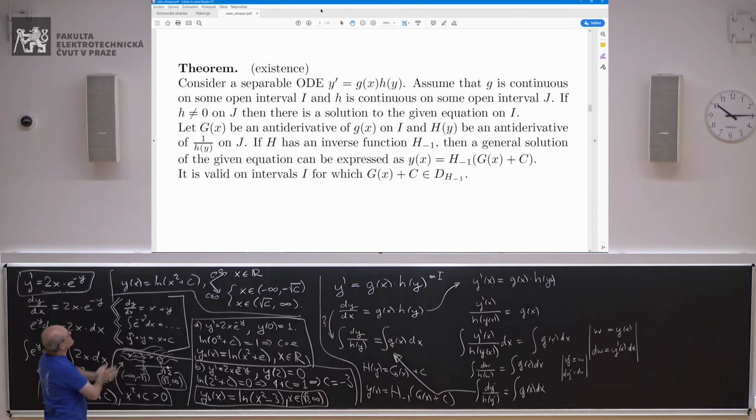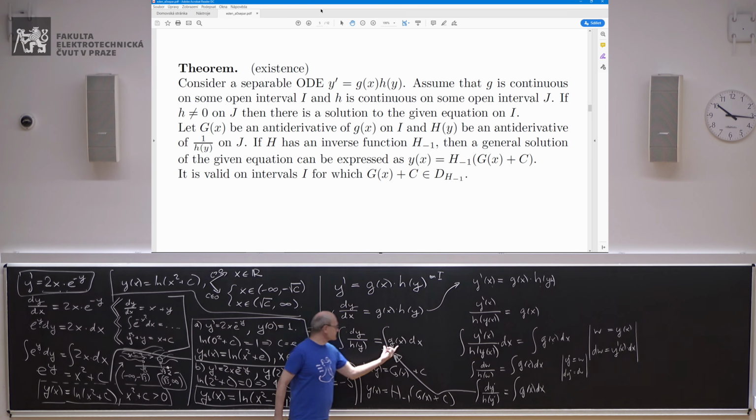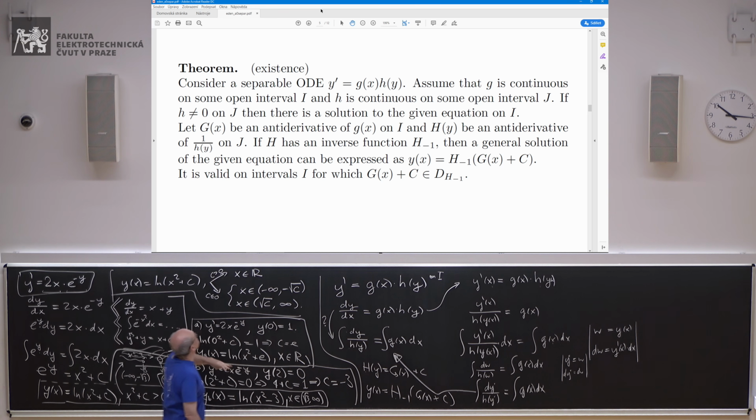Assume that we have a separable ODE of exactly the right form. Assume that G is continuous on some open interval I. Why is it useful? Well, because if G is continuous, then it makes sense to find antiderivative. It's another question whether we can do it in actual problem. But theoretically, yes, there is an antiderivative if G is continuous. So this is a natural assumption on G.